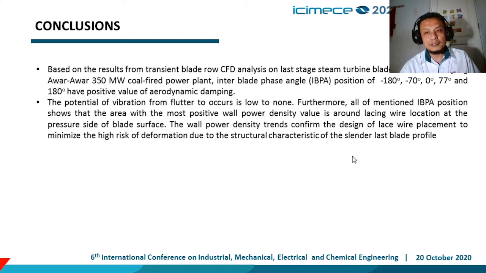Furthermore, of all mentioned IBPA positions, the area with the most positive wall power density value is around the lashing wire location at the pressure side of blade surface. The wall power density trends confirm the design of lashing wire placement to minimize the high risk of deformation due to structural characteristic of the slender last blade profile.